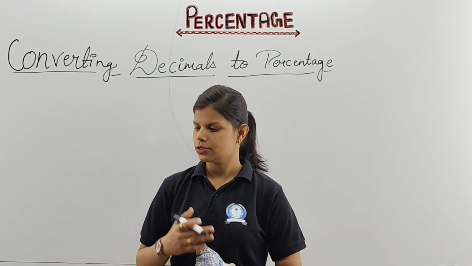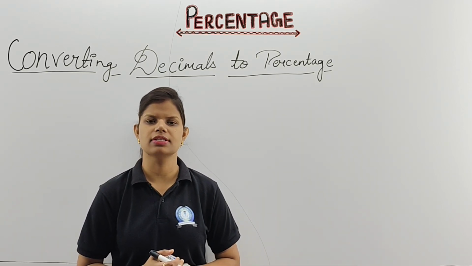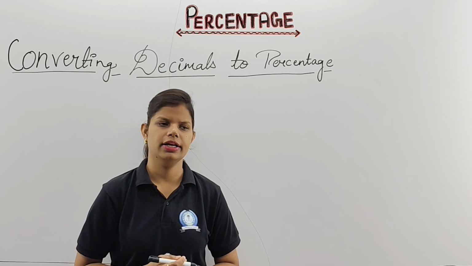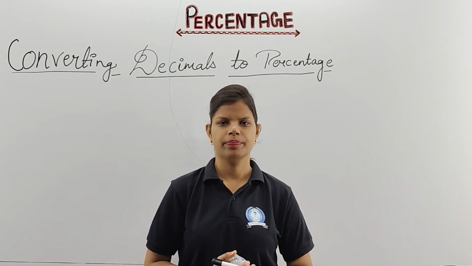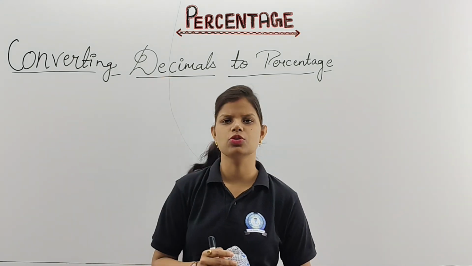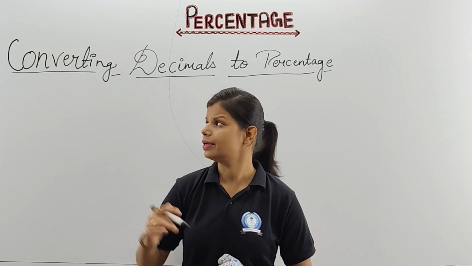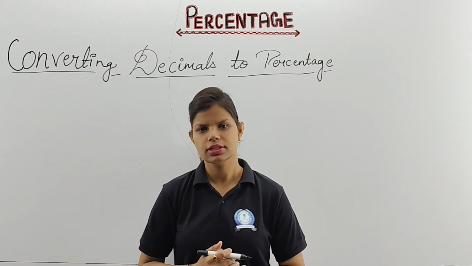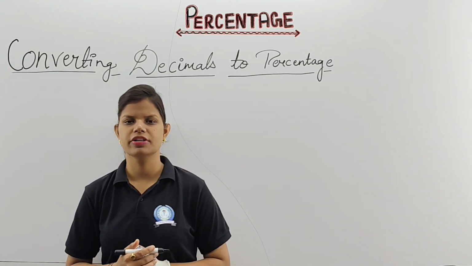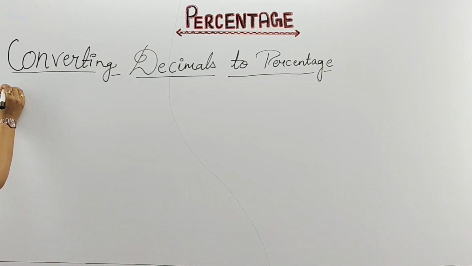Clear, no children? So percentage, many of the things I have already taught and discussed, that it is represented with a symbol of percent and it is also called "out of". So here we are going to start with the first one, that is converting decimals to percentage. There are some tips and rules that you have to follow while solving the problems based on conversions. Clear? So please note down the first point.